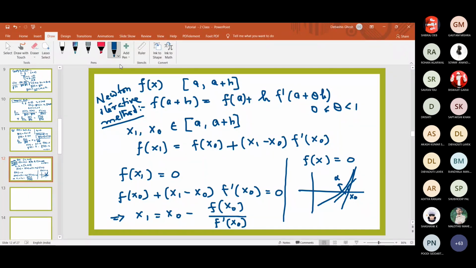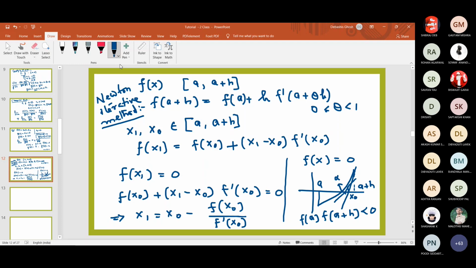That is, if you find the initial approximation, this one is a, this one is a plus h, then f of a and f of a plus h, the product of these two is negative, and because of that it is going to intersect the x-axis. So by the intermediate value theorem, there is a point in between a and a plus h for which f(x) is equal to 0. So we can approximate that value by x0 by some process.